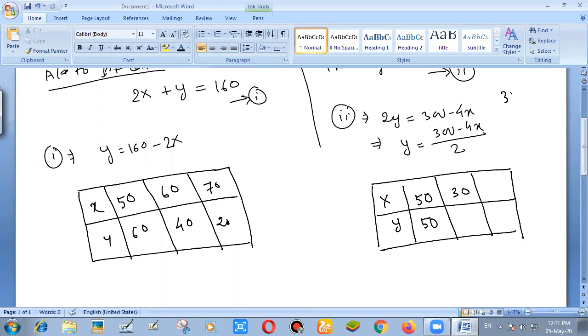Now, 300 minus 30 into 4, that is 120, by 2. So if you subtract 120 from 300, what will be the value? 180, yes or no? So it will be how much? 90, yes or no? Now put x equal to 70.